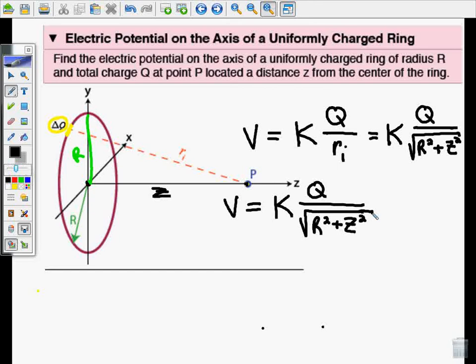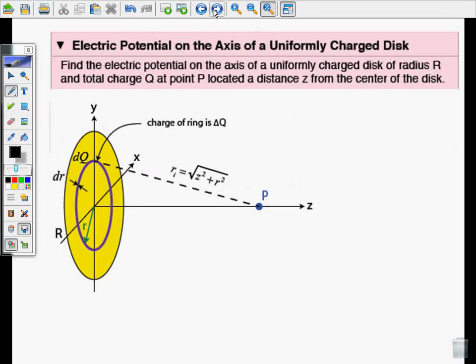Unfortunately, this next one's not going to be so simple. This time we have a uniformly charged disk, not a ring, a uniformly charged disk of radius r. And again, the distance is z from the center right here.